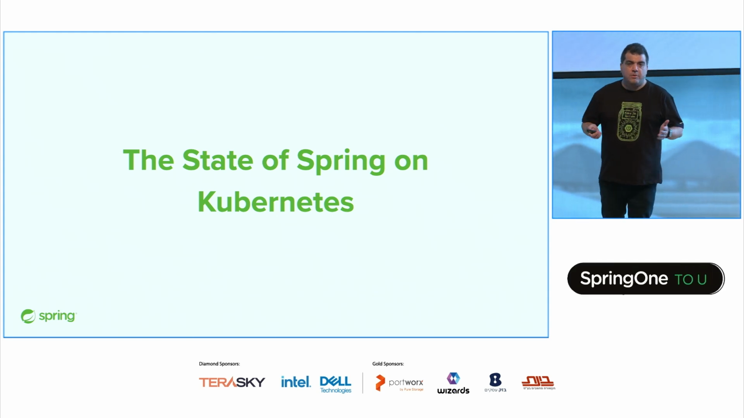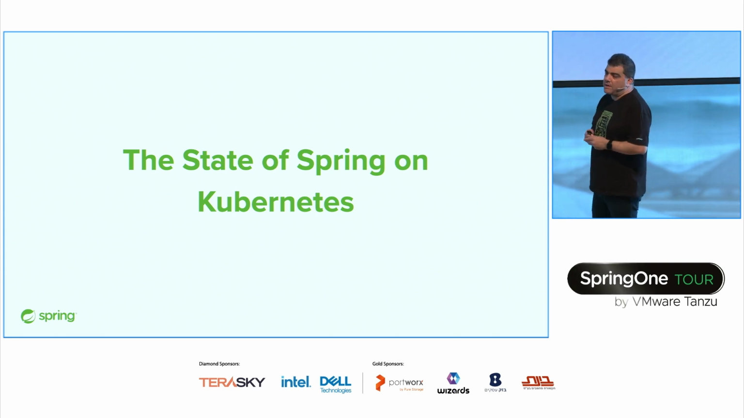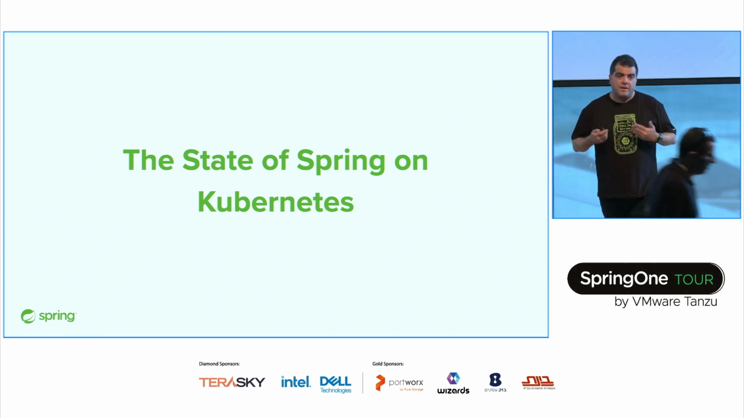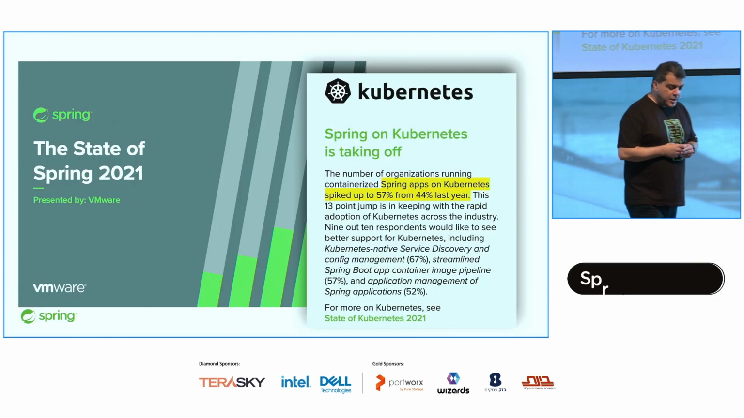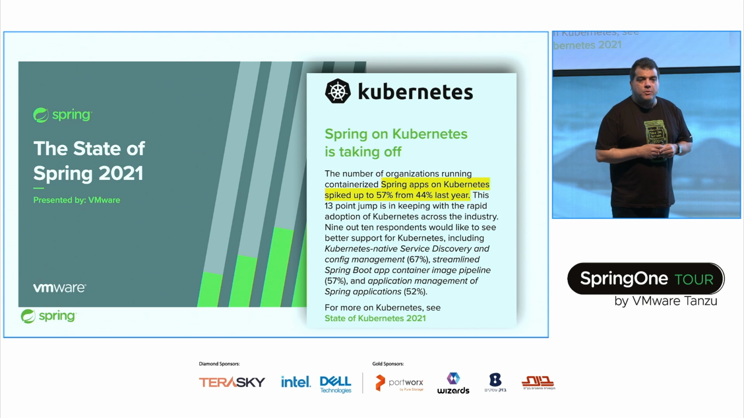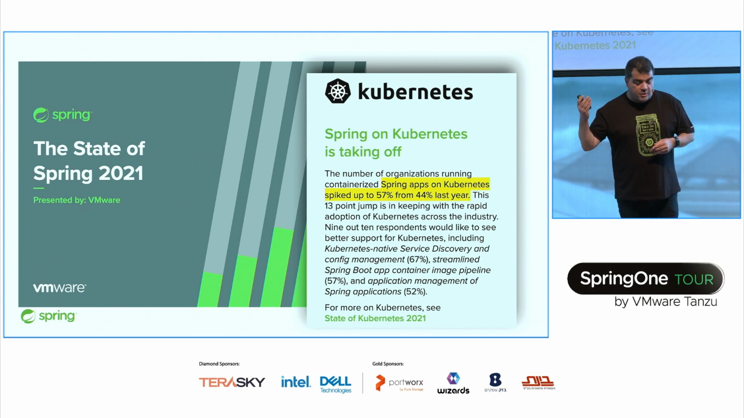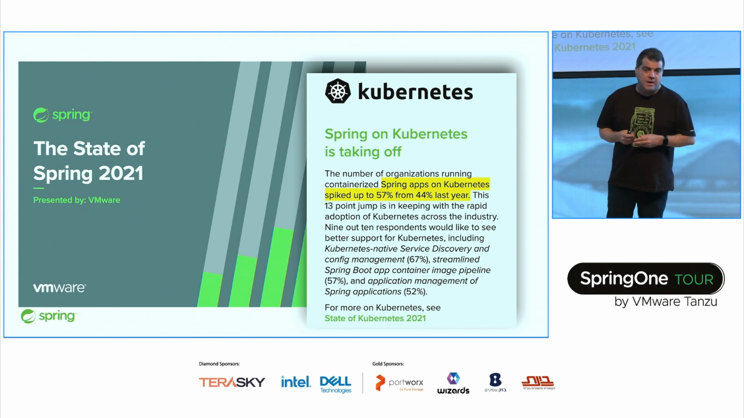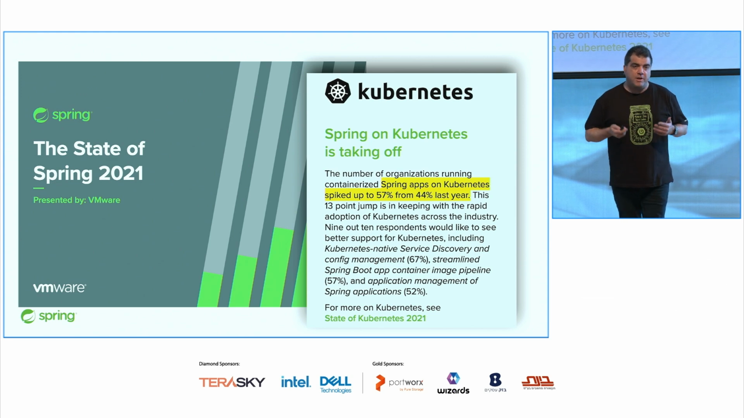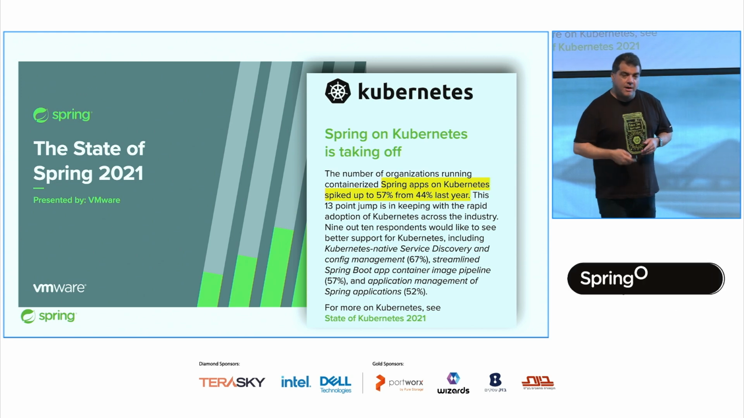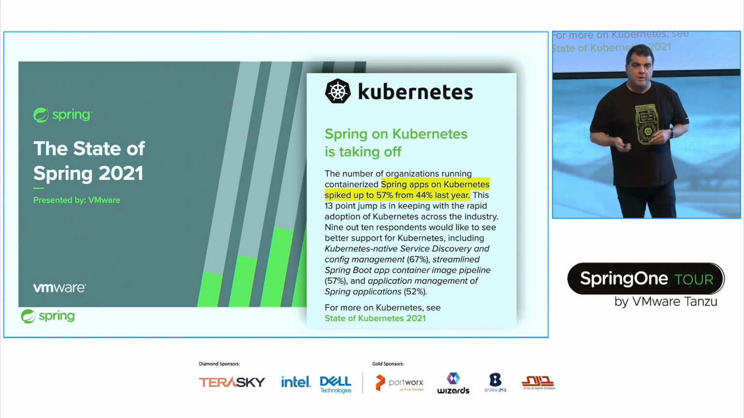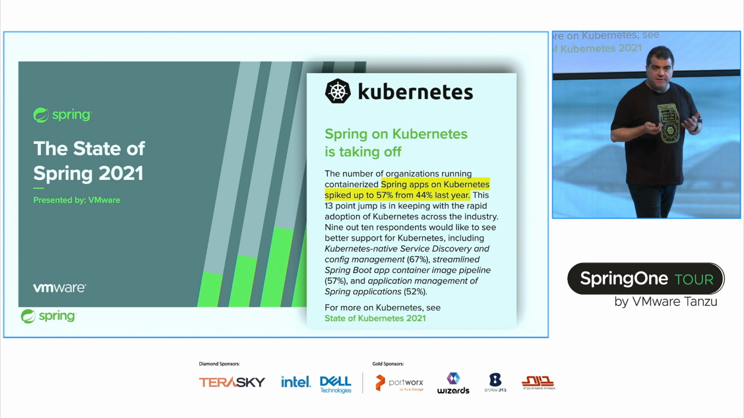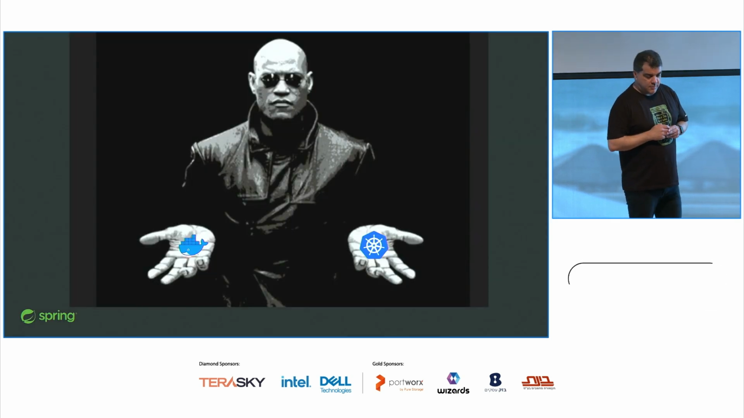In VMware Tanzu, we have an annual survey that we do with our customers where we basically check what is the current status of Spring on Kubernetes. And in the most recent one, we found that we have a spike from around 44% to 57% of users already running Spring in production on Kubernetes. And as we see, as time goes by, this number just keeps growing, and Kubernetes really is becoming the de facto standard in our industry.